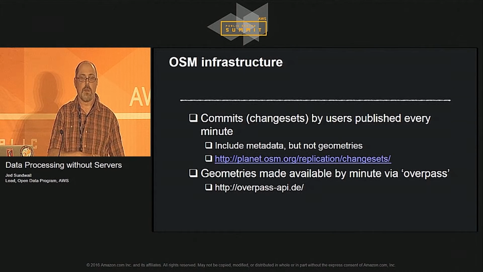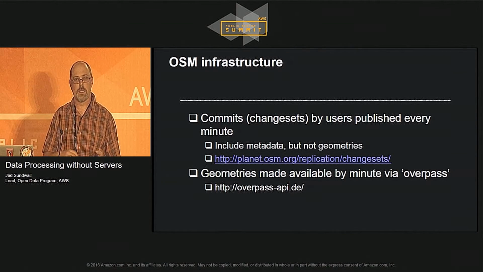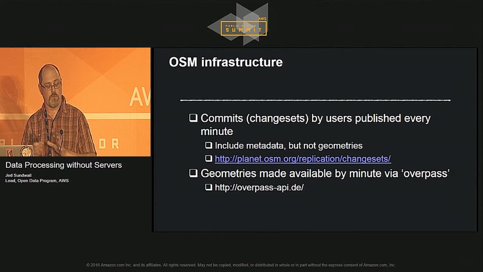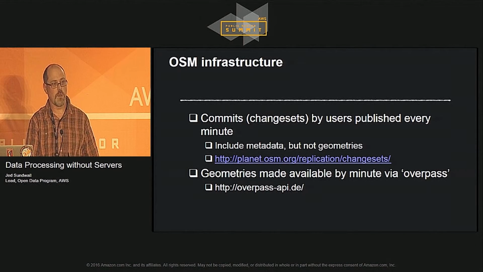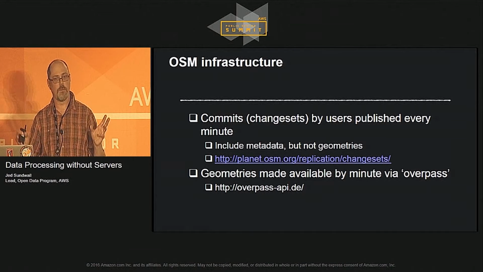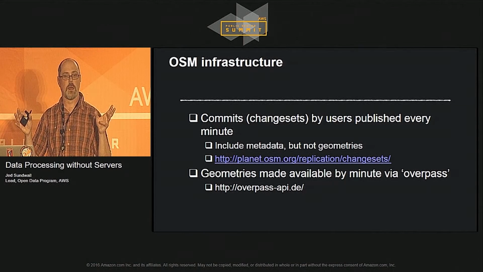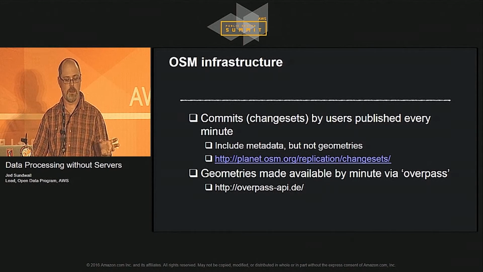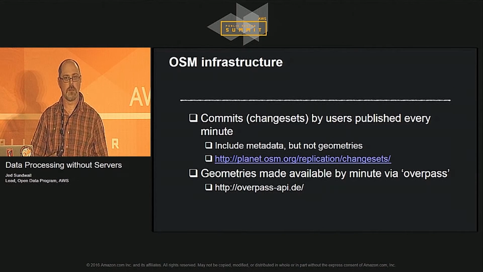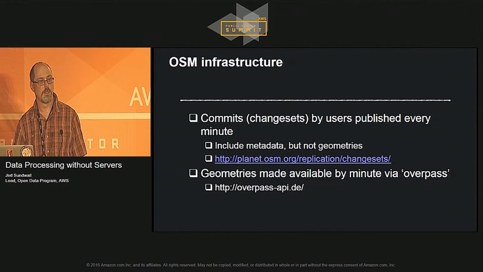So there's another site called Overpass, and what they do is they keep an up-to-date database replication of all of OpenStreetMap, and gets the geometries published minute by minute. So we have two sources that publish new data every minute, and we want to combine those and then make them available also by the minute.